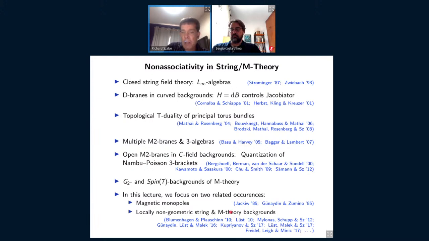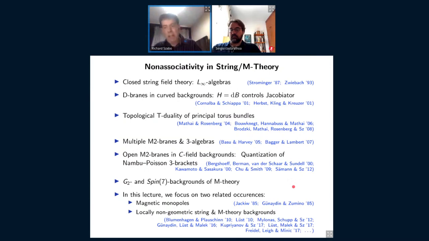And if there's time, or maybe in the question session, I'll try to get through as much as possible talking about how these ideas fit into a more modern context of non-geometric string theory and M-theory backgrounds. Okay, but I really want to spend a lot of time on this very simple model of magnetic monopoles, which dates back to the mid 80s.